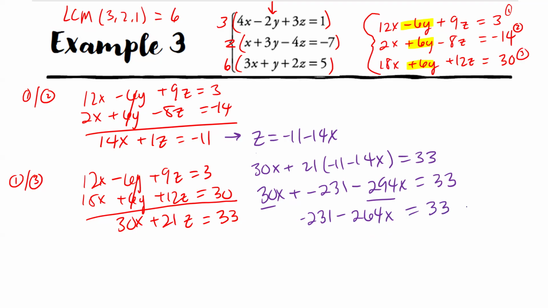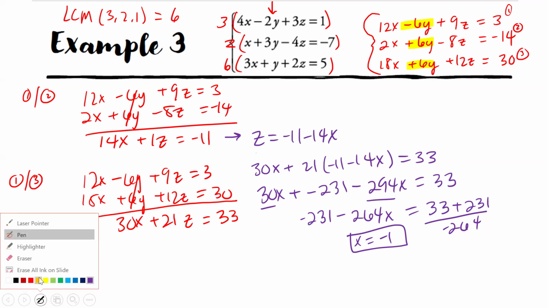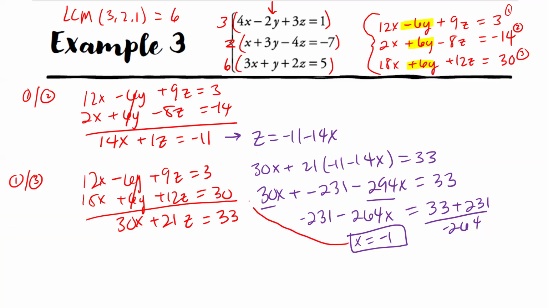And to get x by itself, we are adding 231 and dividing by negative 264. So we have 33 plus 231 divided by negative 264. And that gives us negative 1. So x equals negative 1. So we now know the value of x. So since I know the value of x, I can now go back and plug in for x. So this leads me to z equals negative 11 minus 14 times negative 1, which is going to give me 3. So now we know that z equals 3.